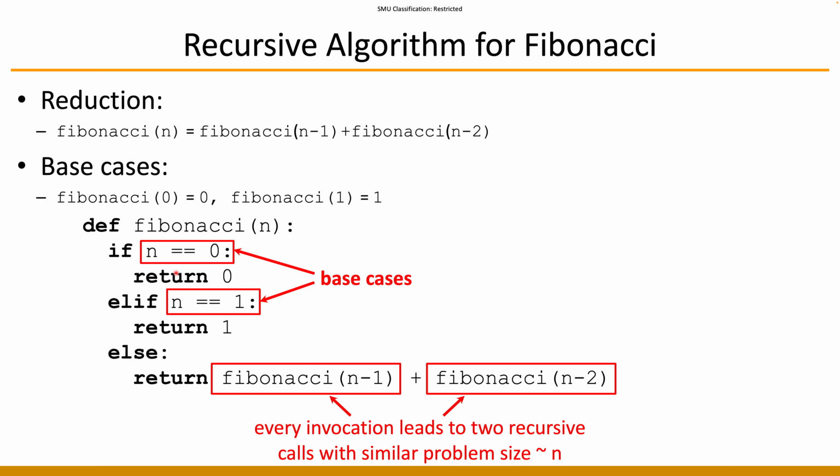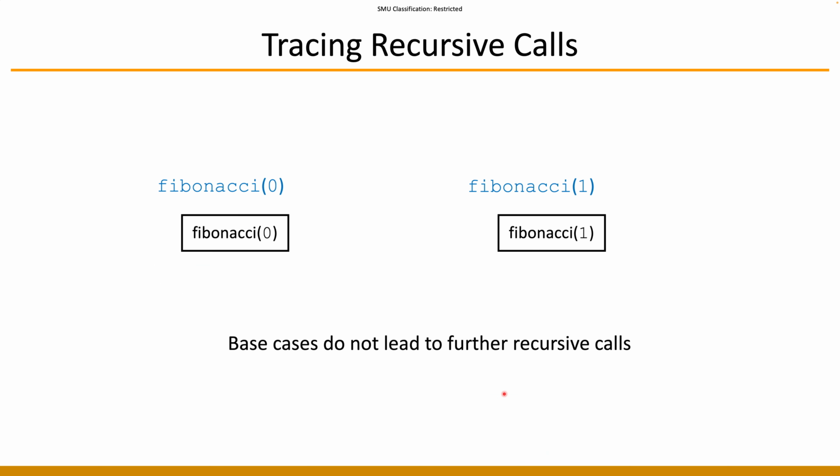Two base cases: if n equals 0, return 0. Otherwise, if n equals 1, return 1. If it's not 0 and not 1, we simply return the summation of two recursive calls. All right, so what is the potential issue in this, right?